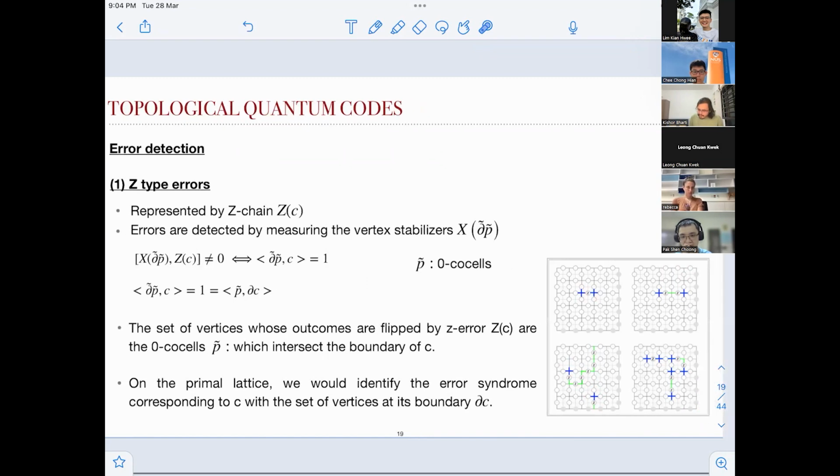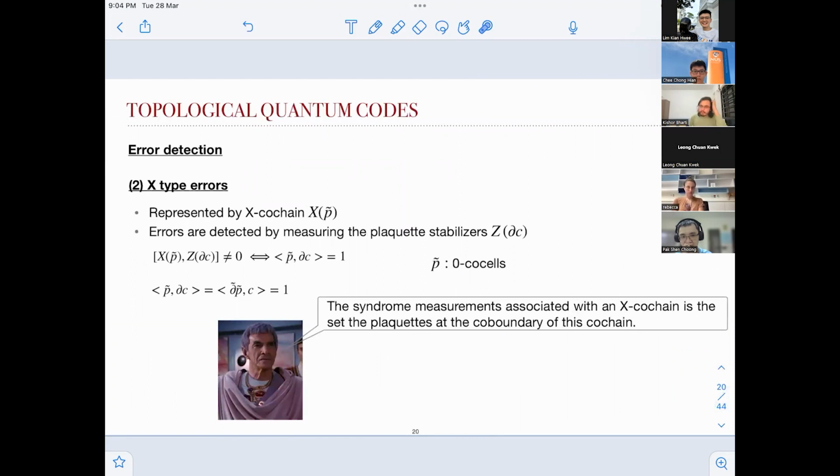So that's nice. And you can similarly talk about the X-type errors. They are represented by X cochains, and the errors are detected by measuring the plaquette stabilizers. So again, you can do the same analysis, and the syndrome measurement associated with an X cochain is basically the set of plaquettes at the co-boundary of this cochain. So basically, an error will correspond to a chain or cochain, and the stabilizers at the boundary of this chain or cochain will detect it.